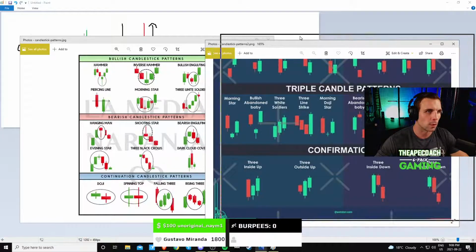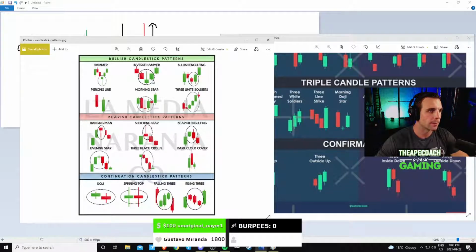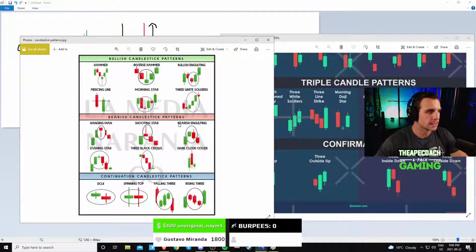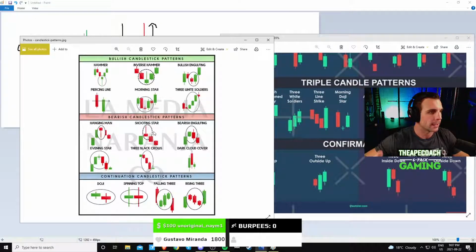So those 4 would be the ones that I would pay attention to the most: the hammers, the bullish engulfing, and the 3-line strike. Those are the ones that I use the most often. And then here are the bearish candlestick patterns. These are very much the same, but in reverse, right? So we're looking for reasons for the price to start dropping and going down.